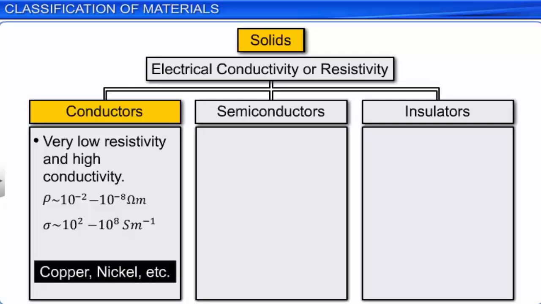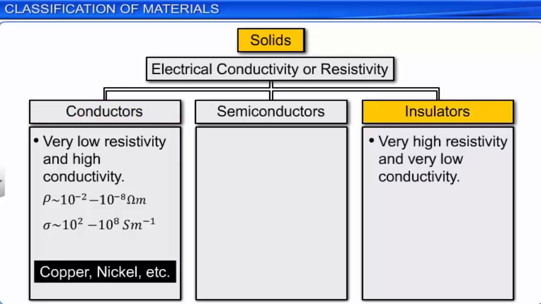Insulators have very high resistivity and very low conductivity. Their resistivity ranges between 10^11 to 10^19 ohm meter. Their conductivity is in the range of 10^-11 to 10^-19 siemens per meter. Some examples of insulators are wood, rubber, etc.